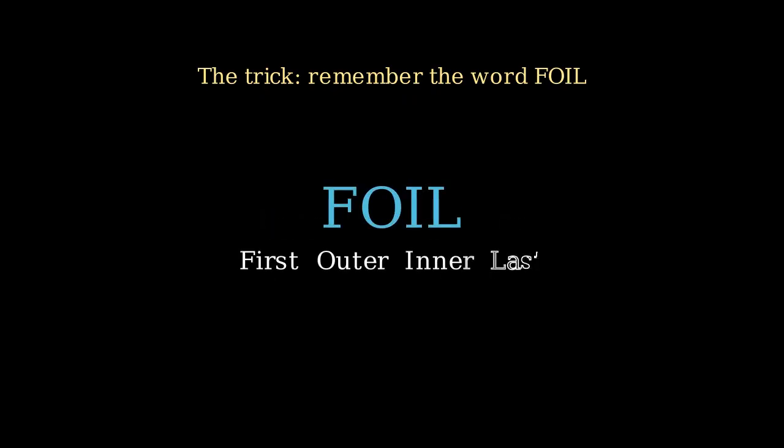Here's a useful trick for the double bracket case, the word FOIL. It stands for first, outer, inner, last, and it tells you the fixed order to do the 4 multiplications in, so you never lose track of one.